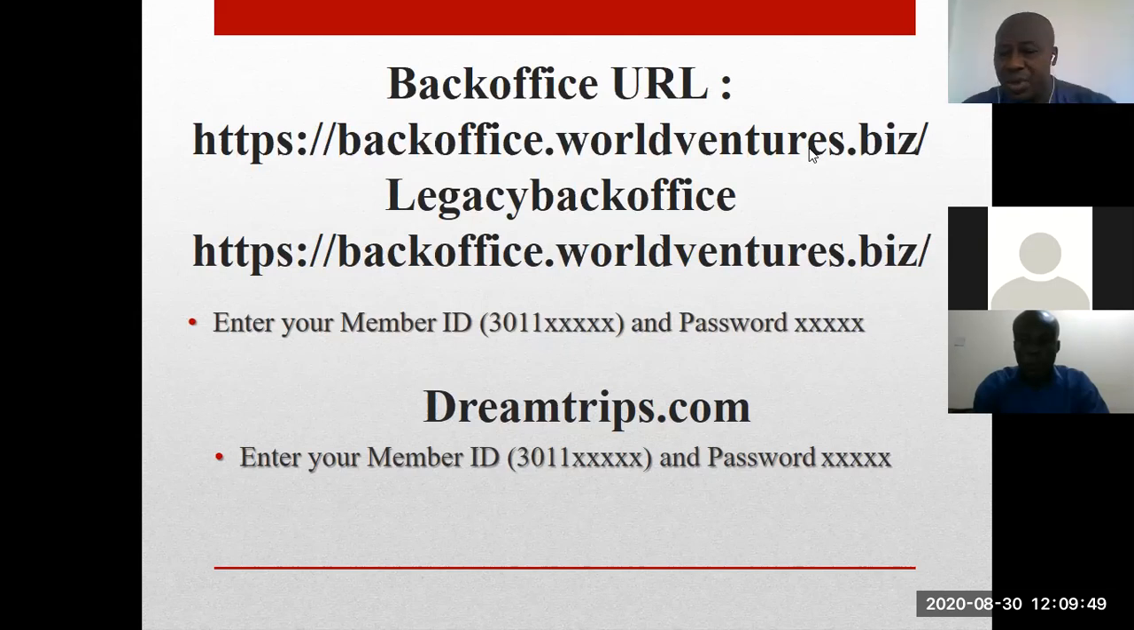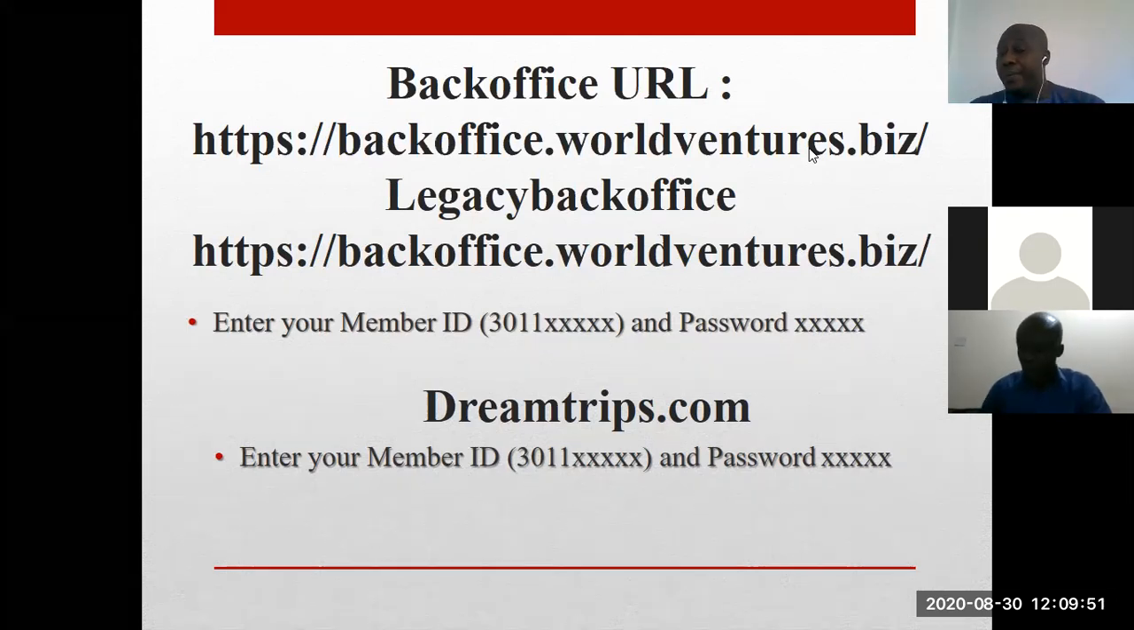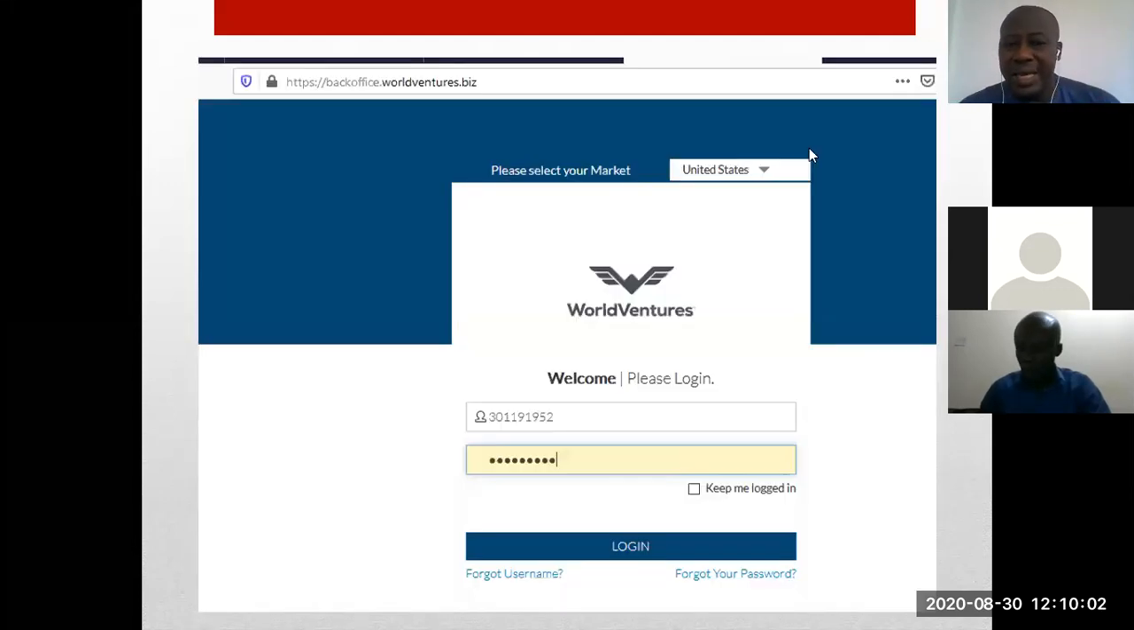And then there is dreamtrips.com, which is for your membership, for the travel and other things. You also go to dreamtrips.com and enter your member ID and your password, and then you are good to go. All right, so let's have an example. You see the URL, backoffice.worldventures.biz. Then you have the user ID here and the password, and then you log in. I'm going to send a video to you as well.